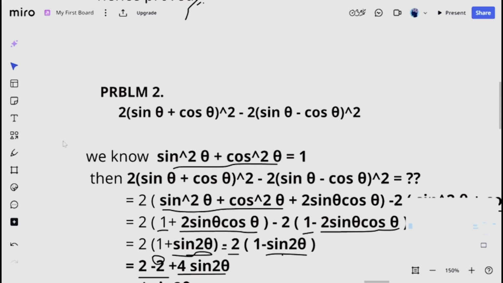2 into (sin theta plus cos theta) whole square minus 2 into (sin theta minus cos theta) whole square is equal to what? You have to find out the value. Let me take out my pen there. Let's find out the value. So what we know? We know that sin square theta plus cos square theta is equal to 1. Yes or no? Yes, it's right. So then this value minus this value is equal to what?